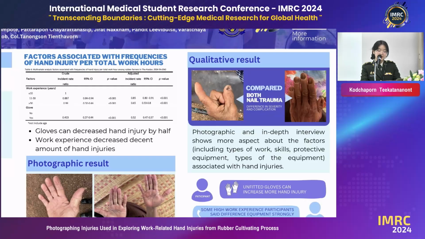One participant said that in the first months of the cultivating season, he got a lot of hand injuries because he used an unfit glove that led to leakage of the acid into the hand. After he decided to change the brand and the size to a fitted glove, he got fewer hand injuries compared to the first month.